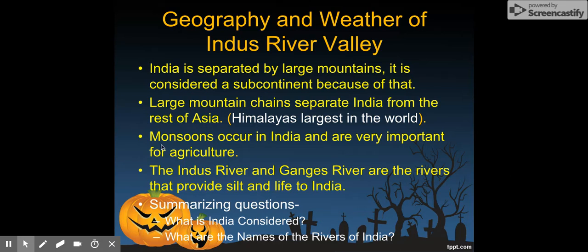So, a quick recap. Subcontinent. India is a subcontinent. It has two main rivers, the Indus and the Ganges, the largest mountains in the world, the Himalayas, and we have monsoons.